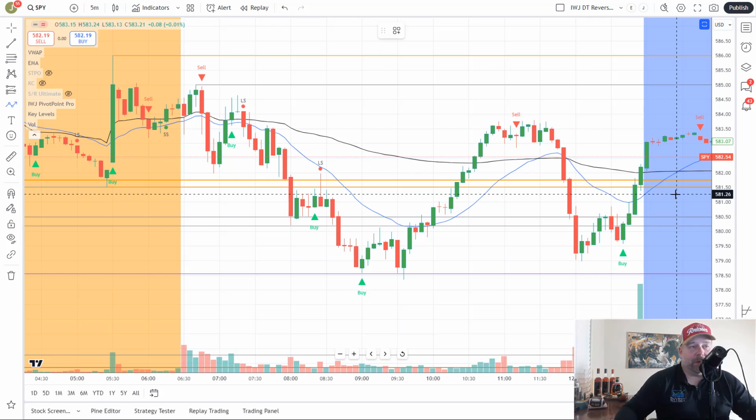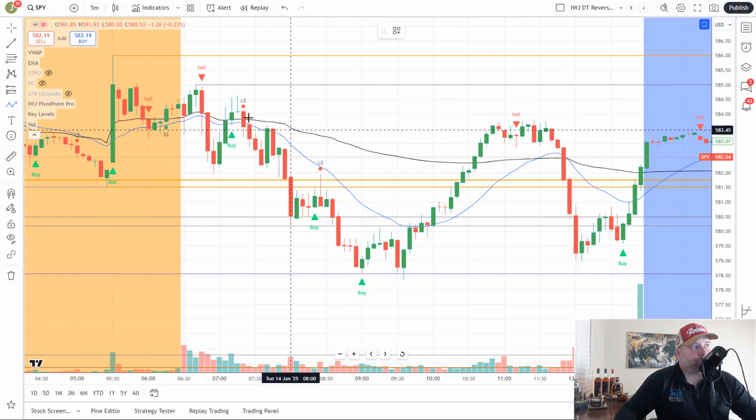What is the reason for that? Well, on a standard TradingView account, you get delayed data for the futures markets. And so you're 10 minutes behind on those charts. Our indicator is called IWJ Pivot Point Pro.